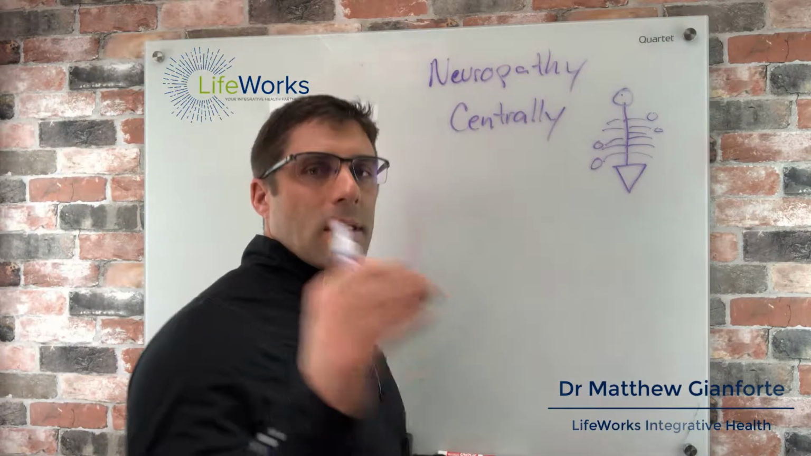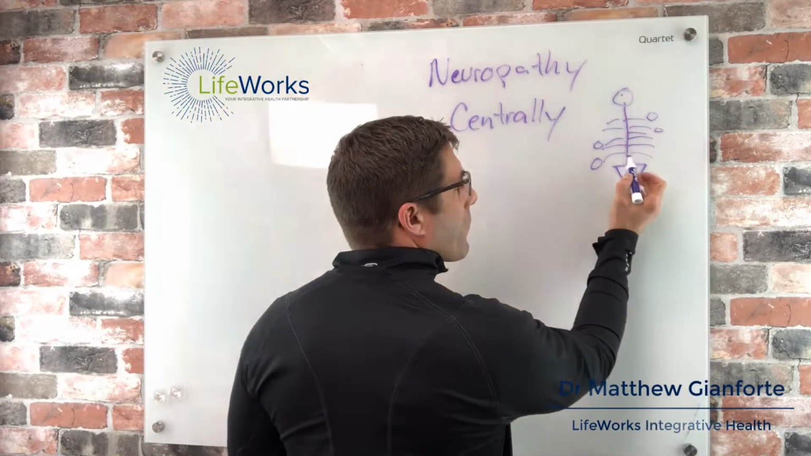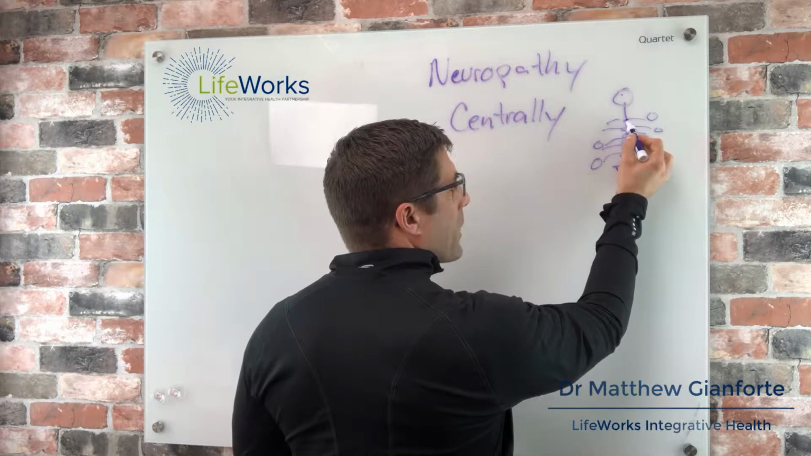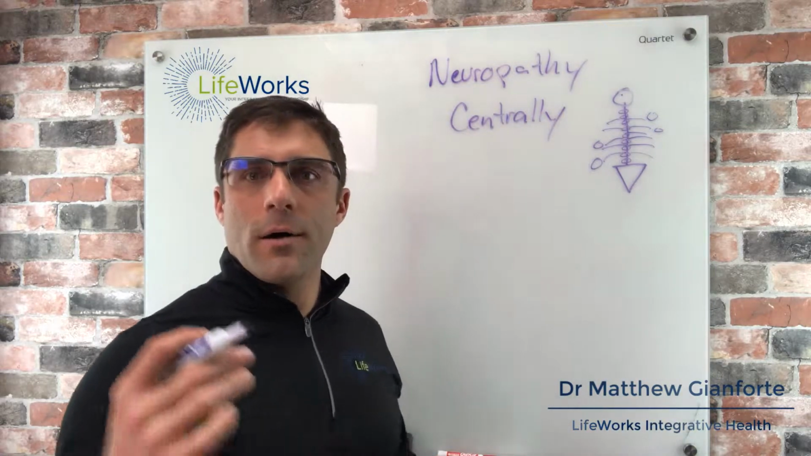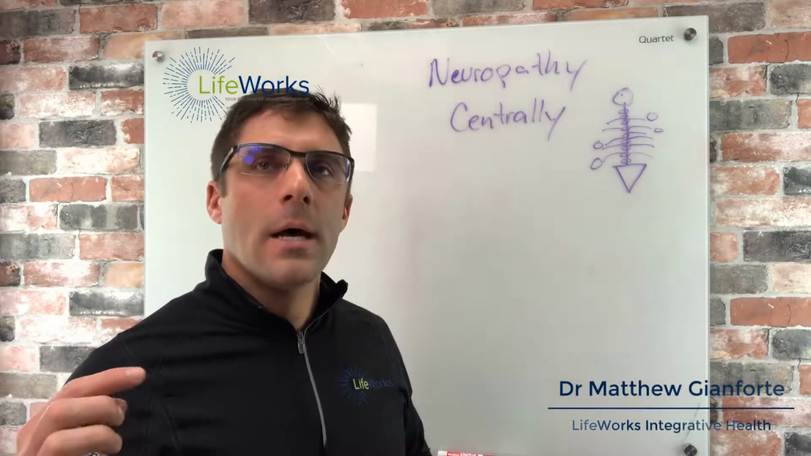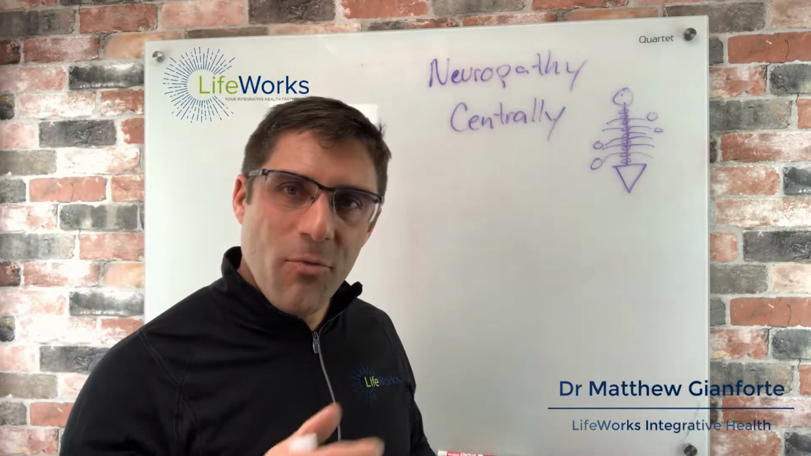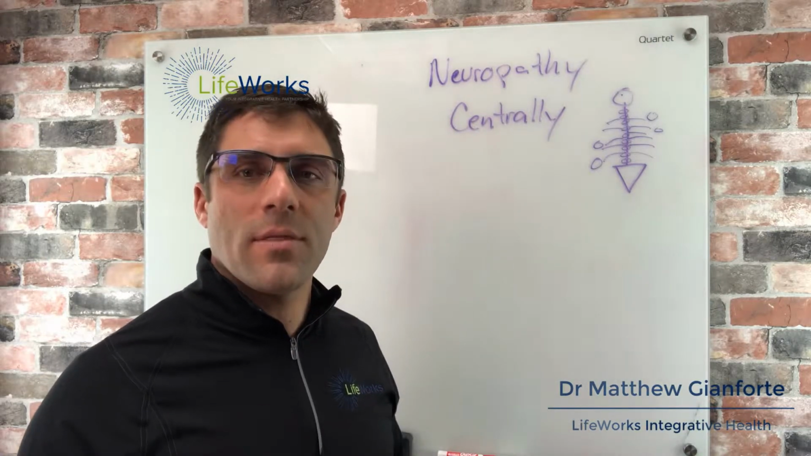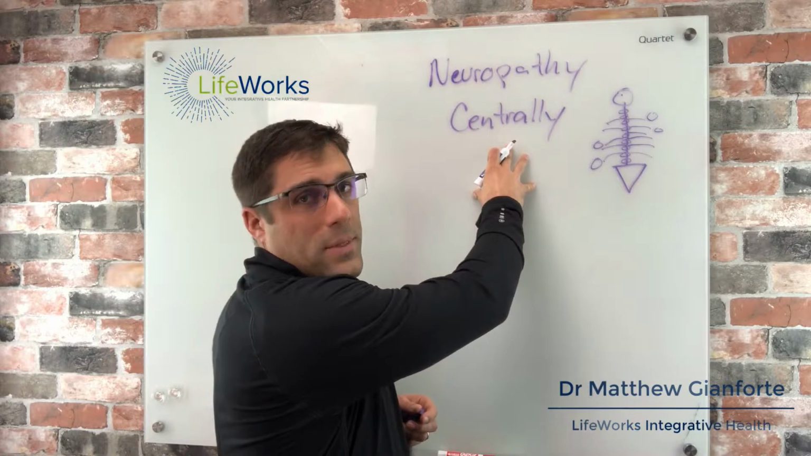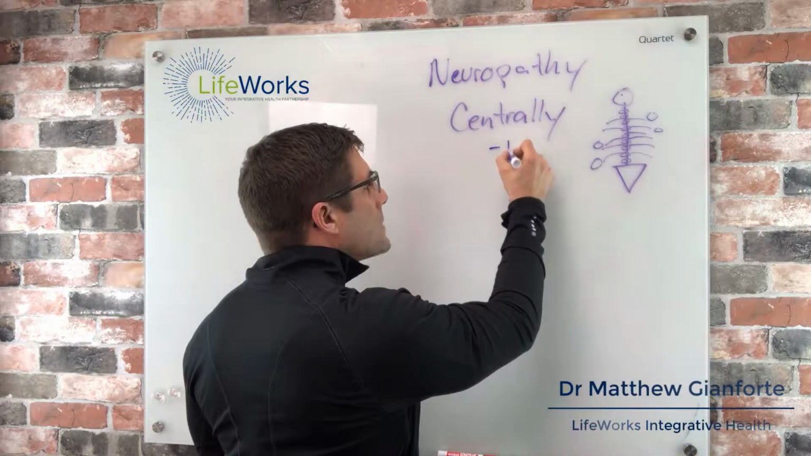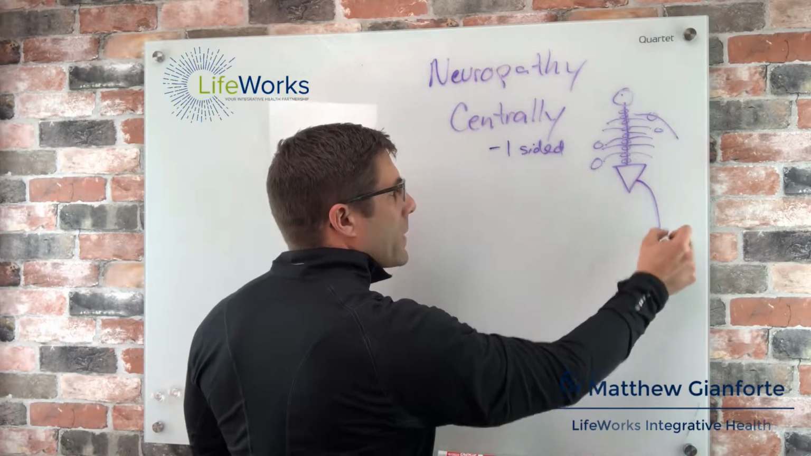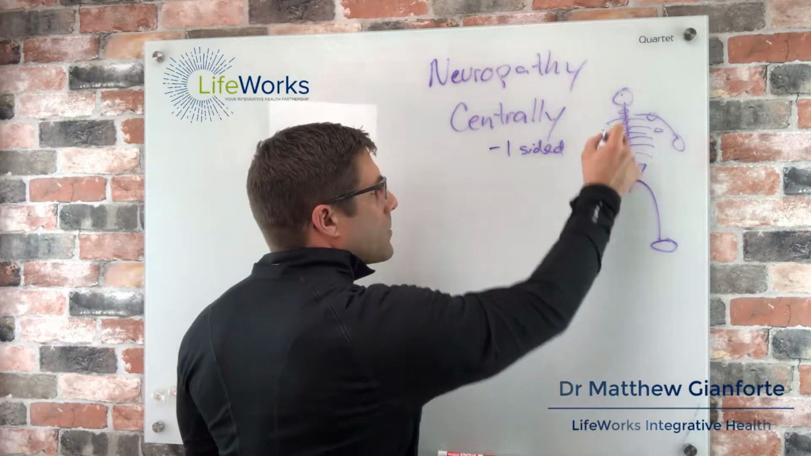Now, a centrally mediated neuropathy is going to come from damage centrally within the body, or that spinal cord or spinal column. This could be a result of a herniated disc, stenosis, a bulging disc, osteoarthritis of the bones, anything happening with the spinal column itself is going to be more centrally mediated, or also known as a radiculopathy. Centrally mediated neuropathies are going to typically be down one side, okay? They're going to be one-sided, down one arm or one leg, not down both arms or both legs.